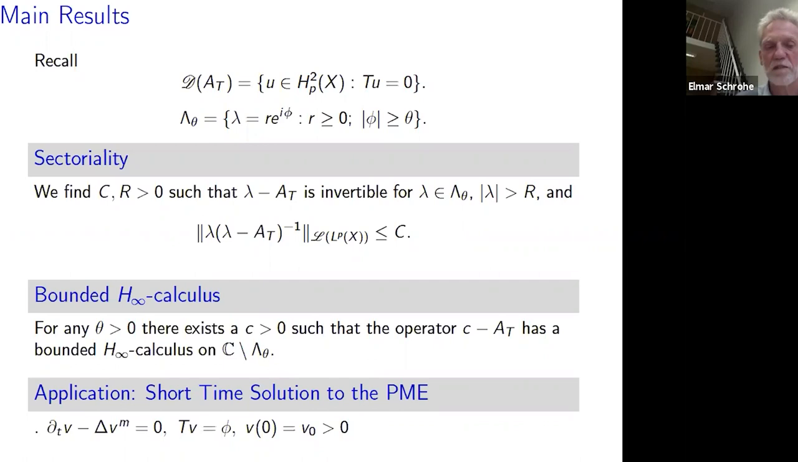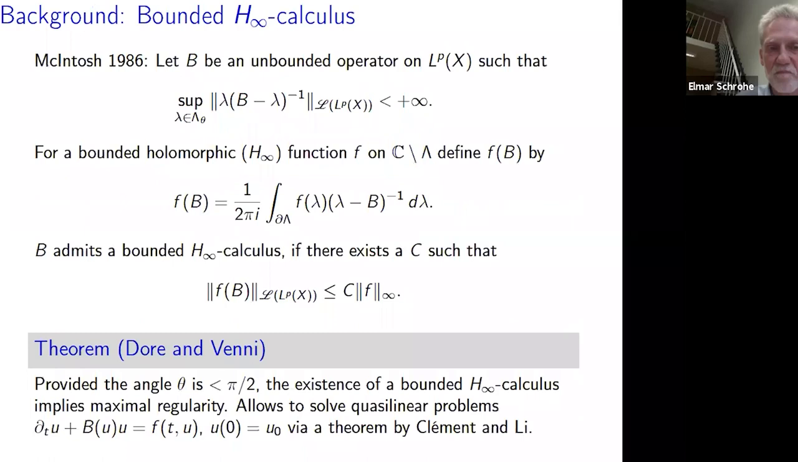So we actually improve Tyra's result in two directions. For one thing, we go from smooth coefficients to Hölder continuous coefficients. And we not only show the existence of an analytic semigroup, we also show the existence of a bounded H infinity calculus. So what is a bounded H infinity calculus? It's something you probably all know but didn't think about.